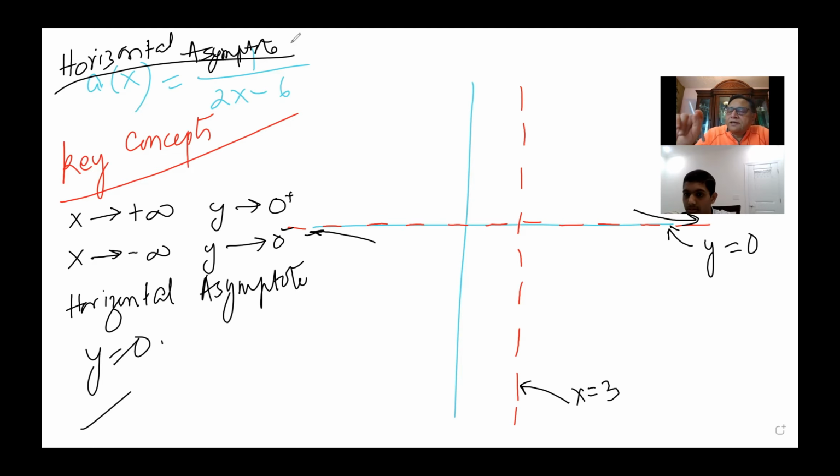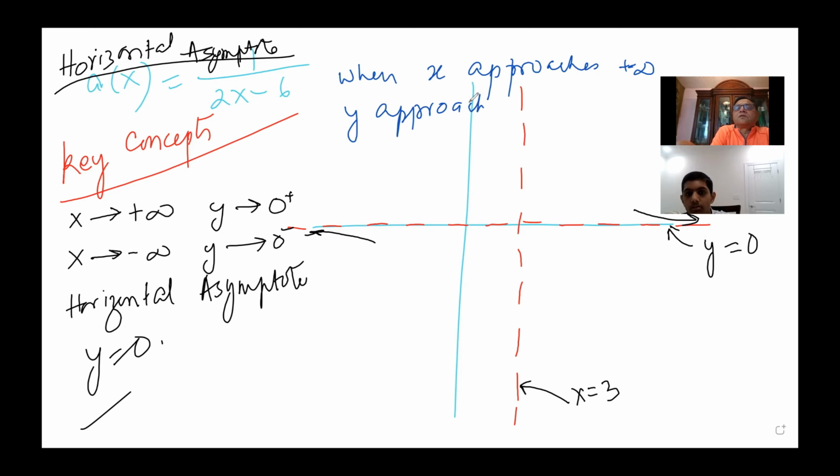Perfect. Minor correction, which I'd like you to note. Let me write down the words here, which you said: when x approaches positive infinity, y approaches 0 from the positive side. Do you see that word, approaches? Y will never be equal to 0. Y will be very, very close to 0, but never 0. You understand? Yeah. So if that happens, this is a real value.